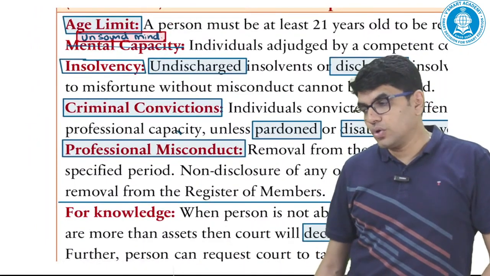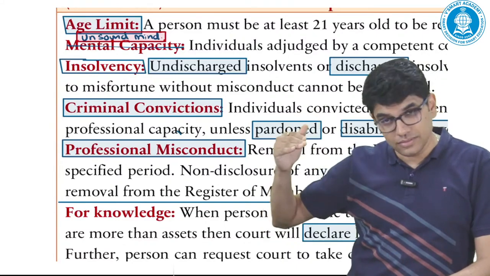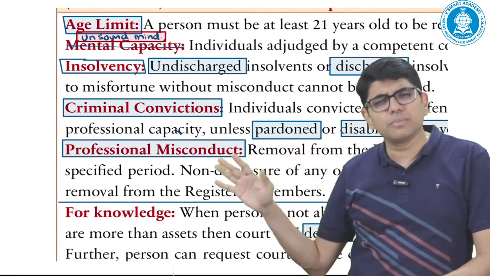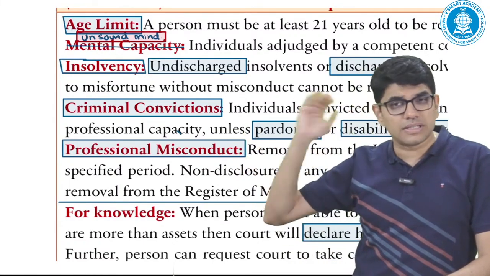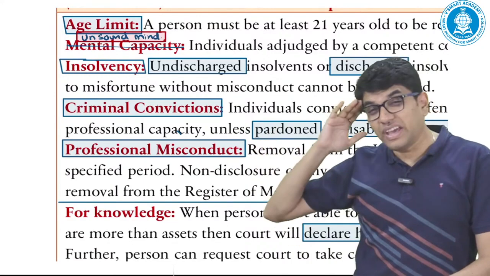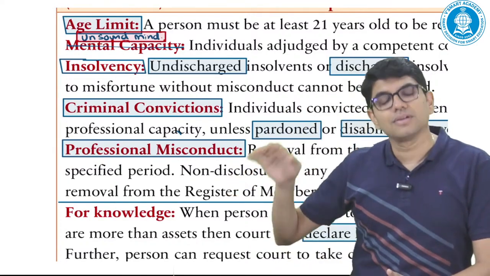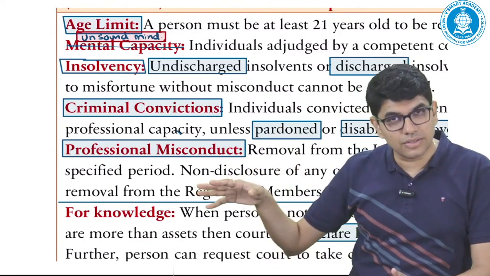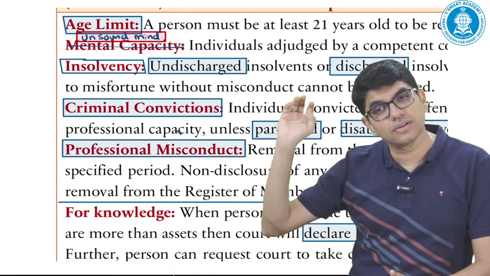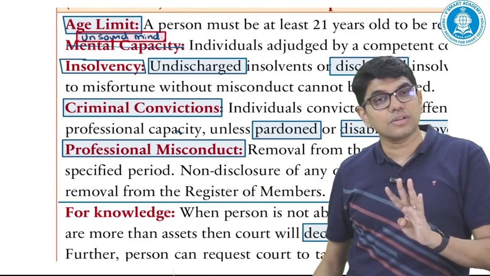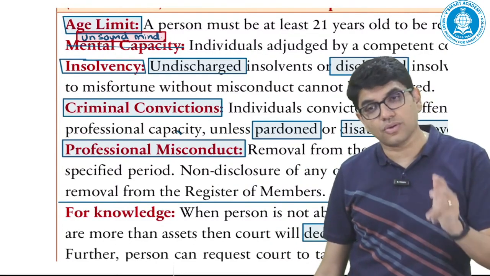Five things. If the person has not attained the age of 21, the person will be disqualified. If he has attained the age but is mentally not stable, disqualified. Insolvent, disqualified. Undischarged insolvent, disqualified. Discharged without a misfortune certificate, disqualified. Criminal conviction, disqualified. Professional misconduct, name removed from the register, disqualified.